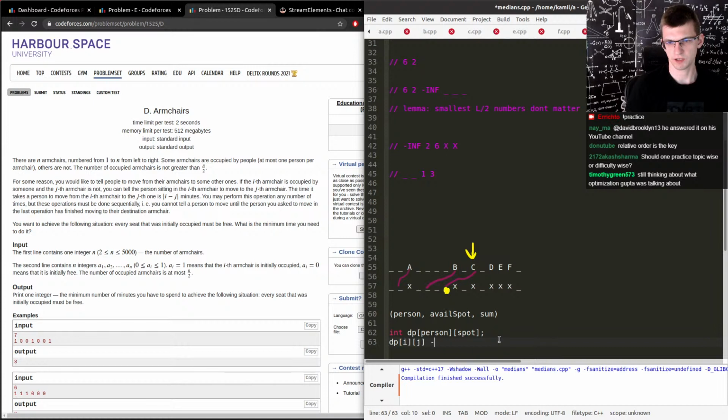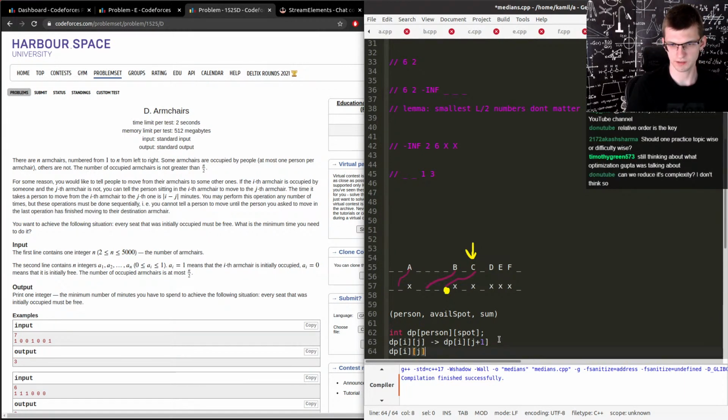So transitions are like this. From dp[i][j] we can move to dp[i][j+1] by skipping this available slot, or we move like that. Here we say that person i takes spot j. We add distance, and that's it. Those are the only two possibilities. We cannot skip a person. A person must sit somewhere. Now those are constant time transitions, and that's it.